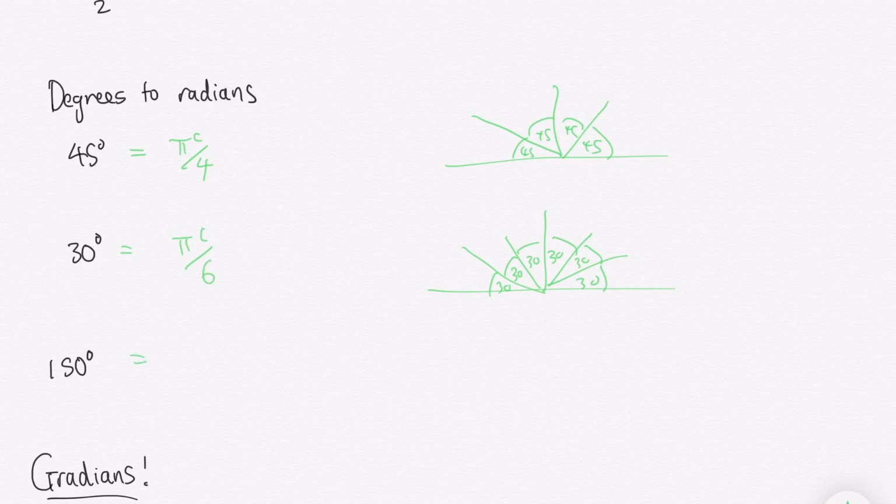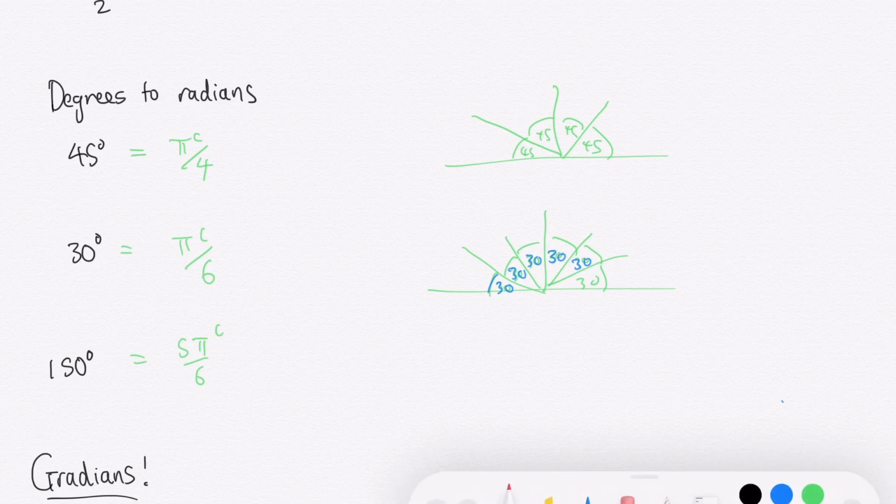And what about 150 degrees? Well, that is almost a straight line. If we go back to our diagram here, we can actually see that 150 degrees is 5 lots of 30 degrees. So what must this be? Well, this must just be 5 lots of pi over 6 radians. Well, what have we done here?